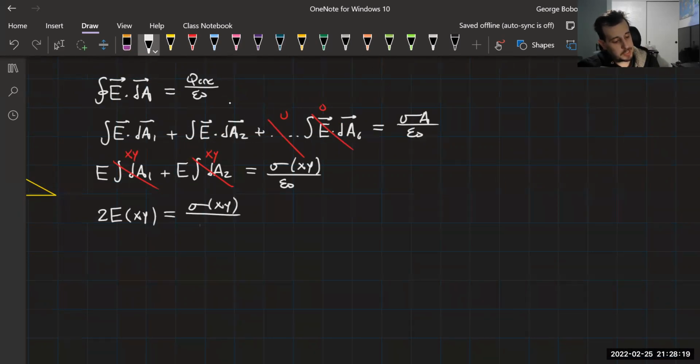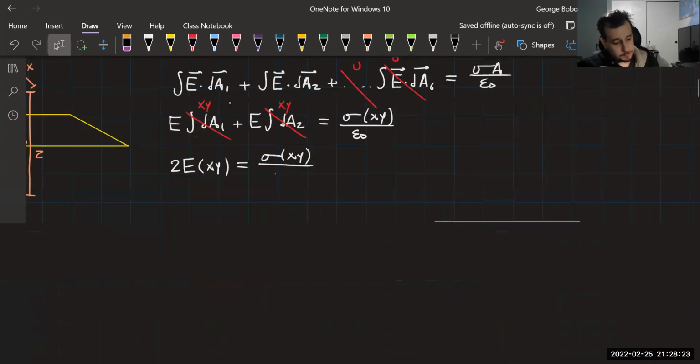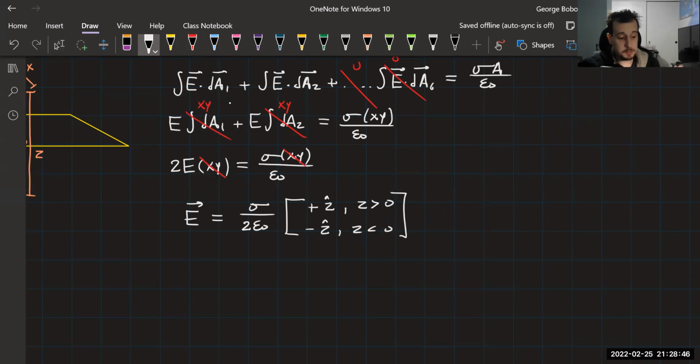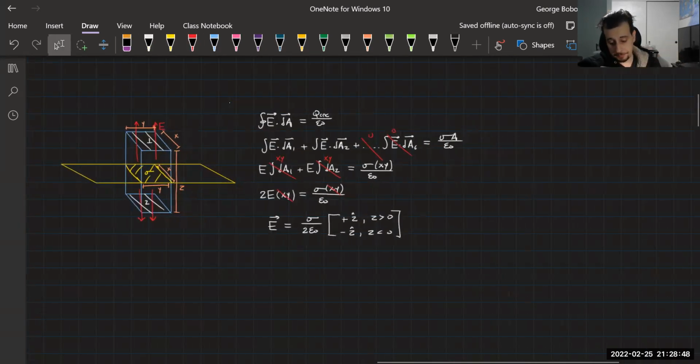Obviously, it doesn't matter how big you make that plane, so they drop. And what do you notice? E is a constant, and this is the constant itself. Now, this is a piecewise function. It's plus Z hat for values of Z above our plane. It's negative Z hat for values of Z below our plane. That's how I would present it, and that's that.